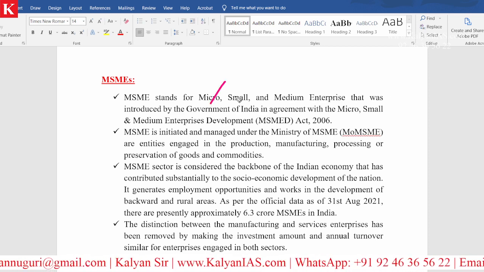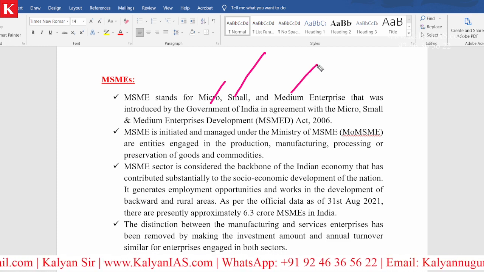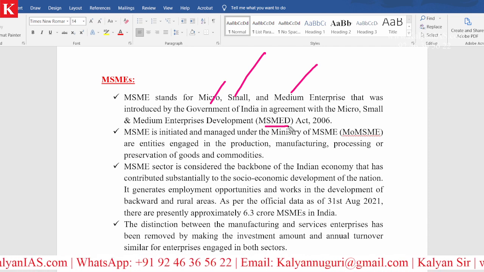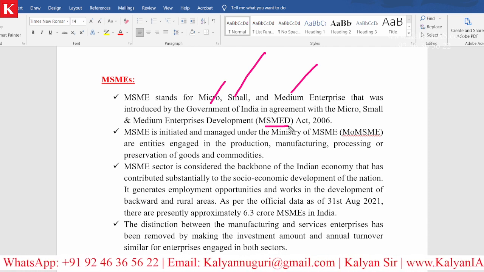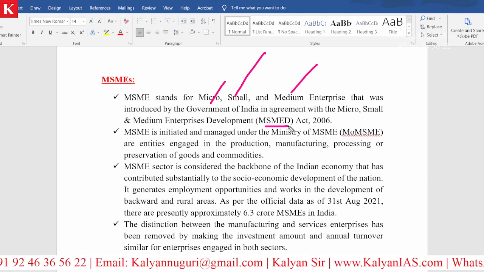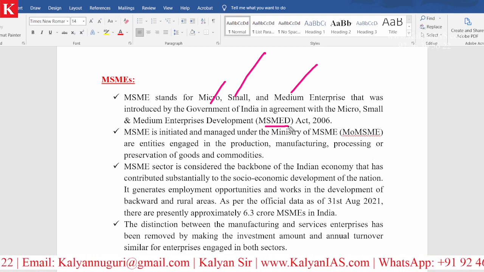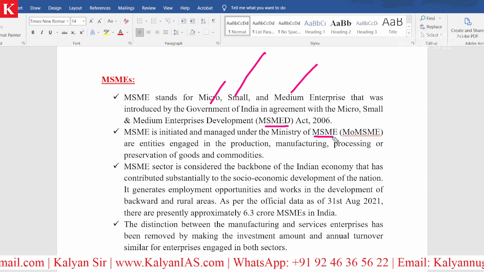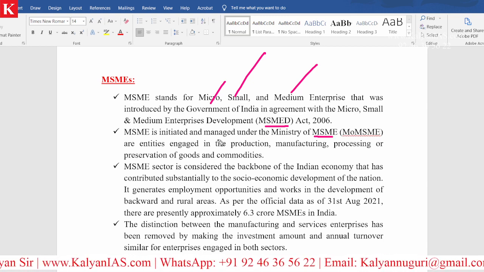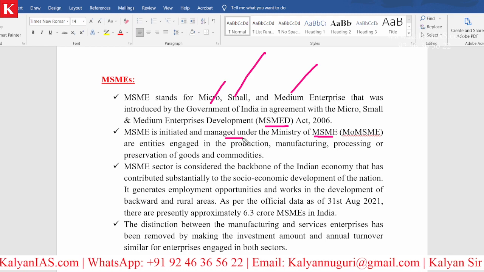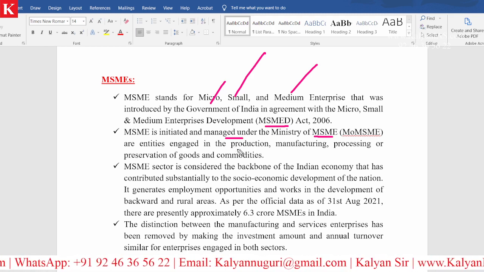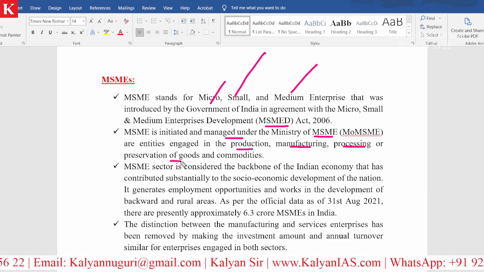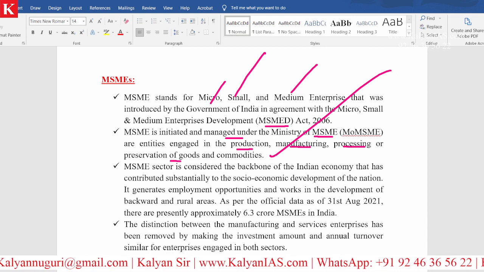MSME stands for Micro, Small and Medium Enterprises. It was introduced through the MSMED Act of 2006, the Micro, Small and Medium Enterprises Development Act of 2006. Accordingly, a ministry has also been created with respect to this. And this is initiated and managed under the concerned ministry. These are the entities engaged in production, manufacturing, processing, and preservation of goods and commodities.